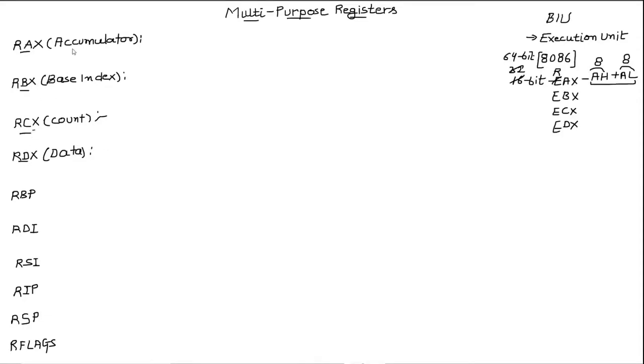Let's start our study with the first register, which is the accumulator register. You can see RAX is a 64-bit register. The accumulator is used for instructions such as multiplication, division, and some other adjustment instructions.